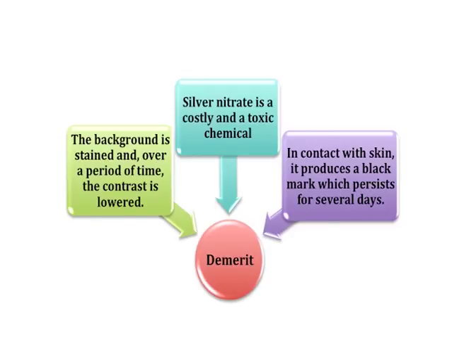The main demerit of the silver nitrate method is that although the developed prints are of intense color, the background is stained and over a period of time the contrast is lowered. The staining may be delayed by either post-treating the background area with a stopping solution or by preserving the developed prints in a dark chamber. Silver nitrate is a costly and toxic chemical. On coming in contact with the skin, it produces a black mark which persists for several days.